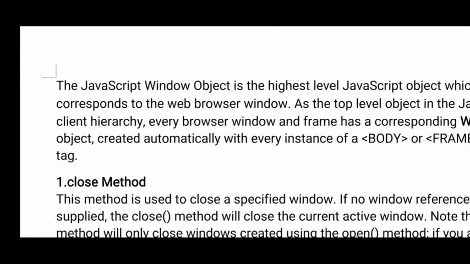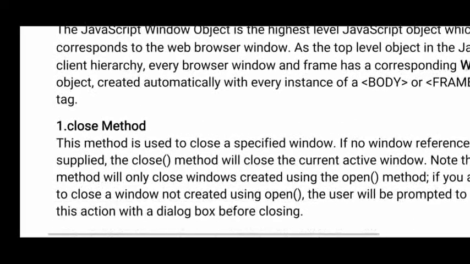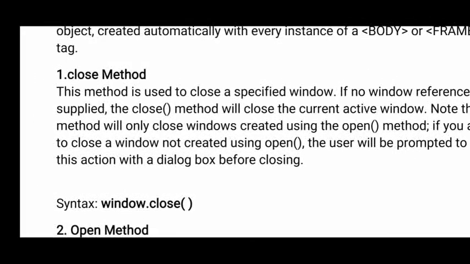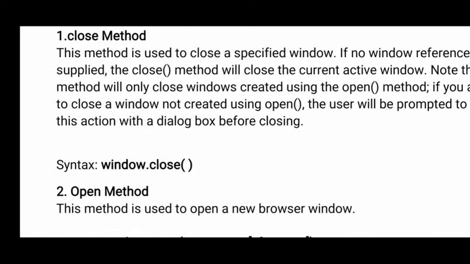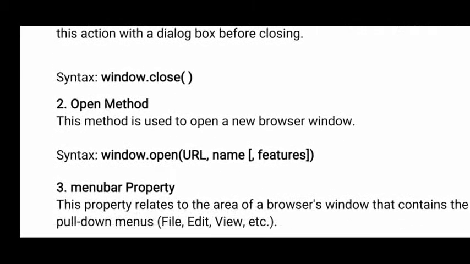Say every instance of a body tag. If you are writing one body tag inside the HTML document, it will create one window object inside the JavaScript code. Now, if you are closing the window, then internally the window close method is called. You can see window dot close. Now if you are opening any browser window, like a new tab, then internally the window dot open method is called.